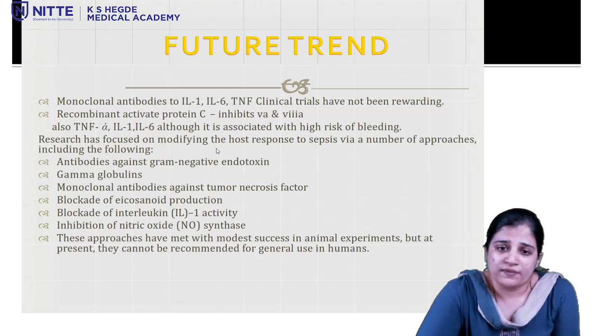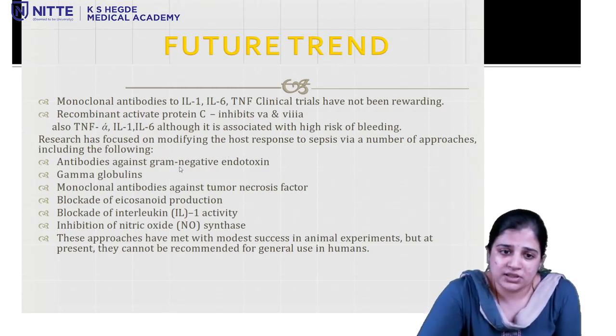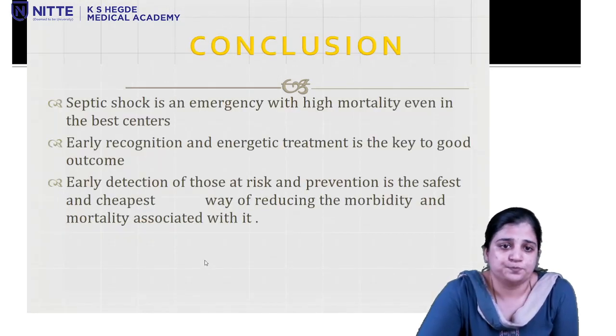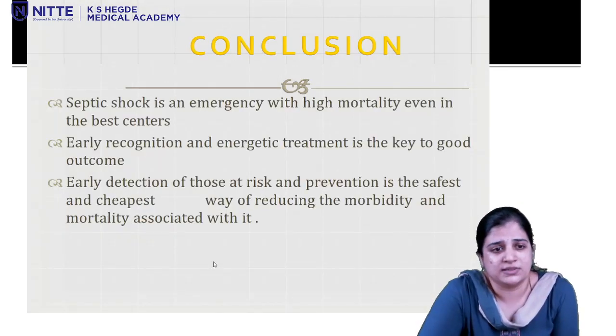Research is focused on modifying the host response to sepsis via a number of approaches, including antibodies against gram-negative endotoxin, gamma globulins, monoclonal antibodies against tumor necrosis factor, blockade of eicosanoid production, blockade of interleukin-1 activity, and inhibition of nitric oxide synthase. These approaches have met with success in animal experiments, but at present they cannot be recommended for general use in humans.